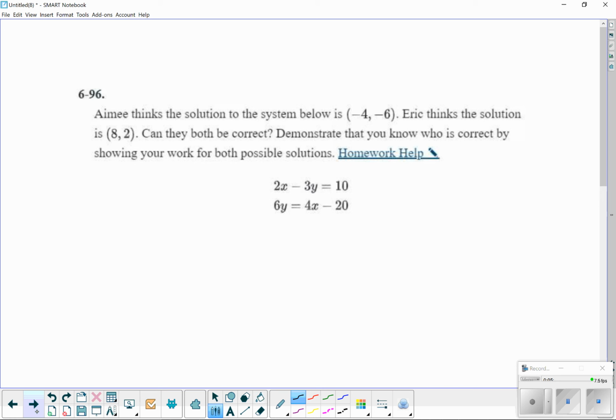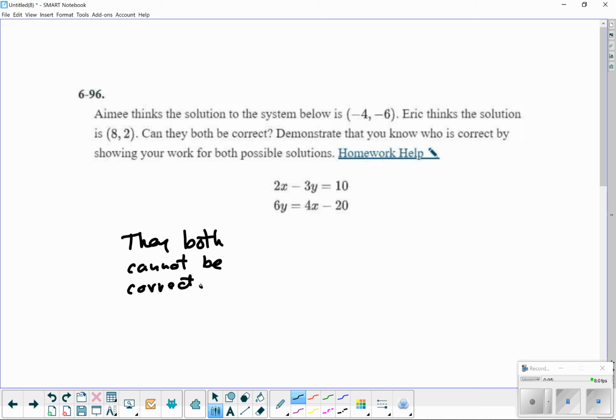Amy thinks the solution is negative 4, negative 6. Eric thinks the solution is 8, 2. Can they both be correct? No, they cannot both be correct. Demonstrate you know who is correct by showing your work for both possible solutions.